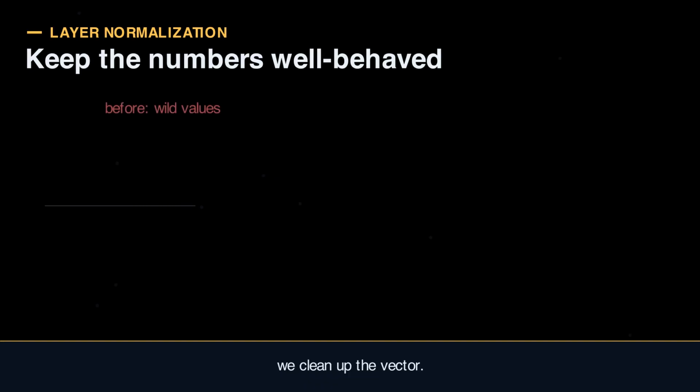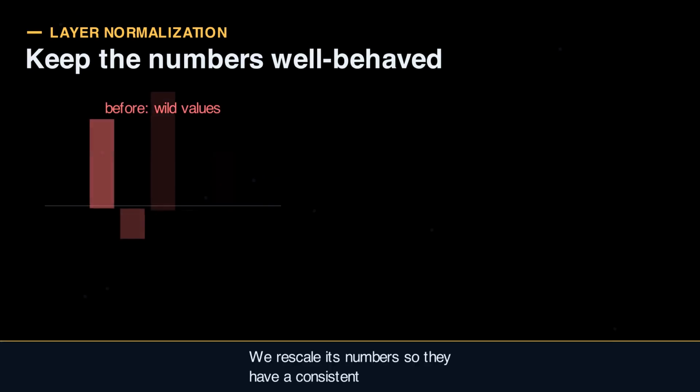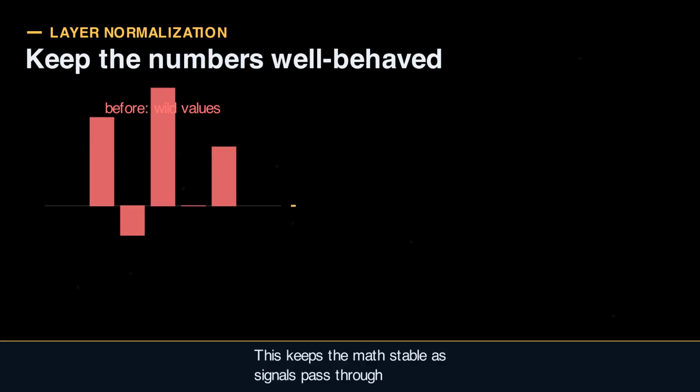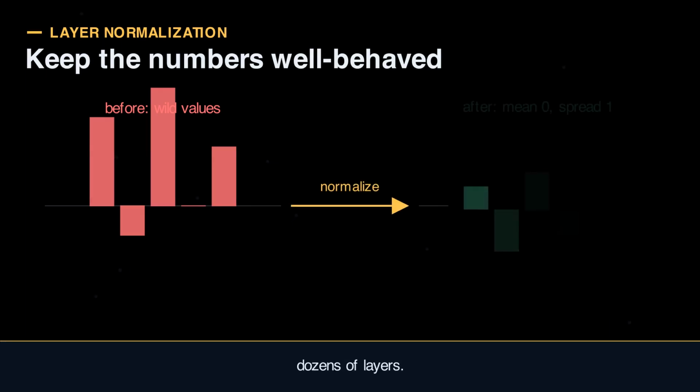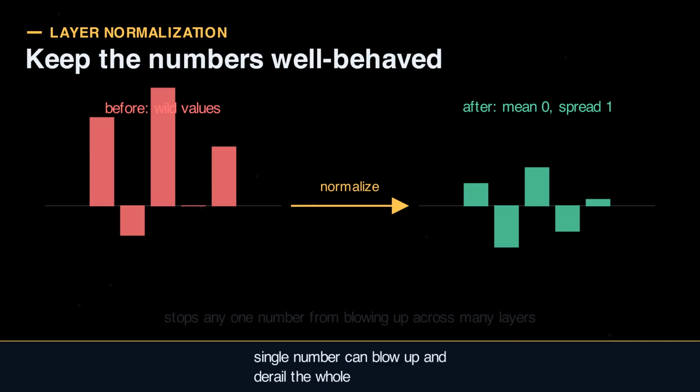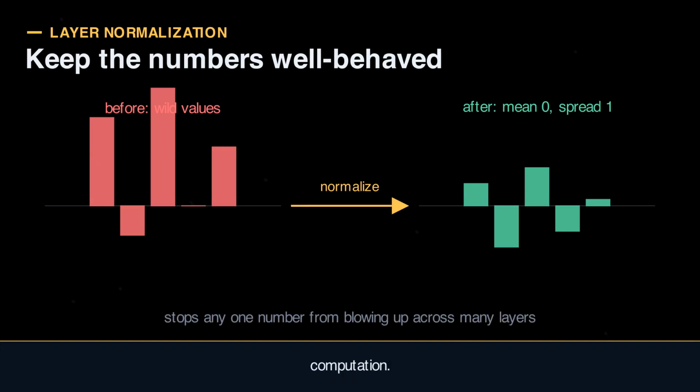Second, layer normalization. Before each part, we clean up the vector. We rescale its numbers so they have a consistent mean and spread, not too big, not too small. This keeps the math stable as signals pass through dozens of layers. Think of it as recentering the values so no single number can blow up and derail the whole computation.